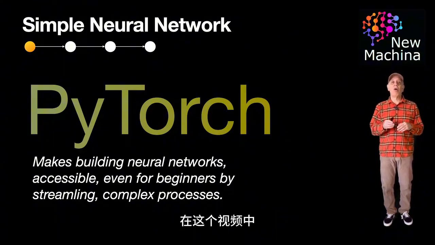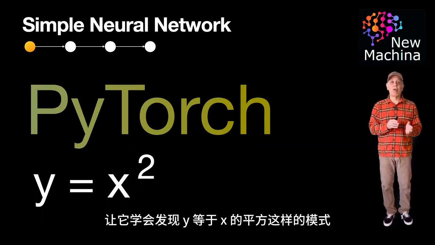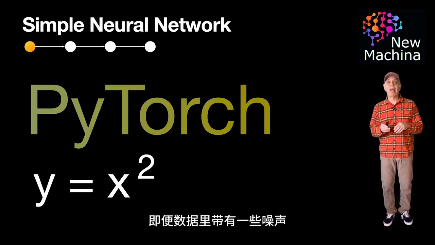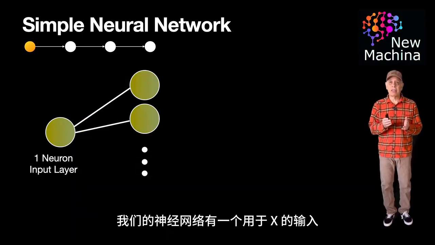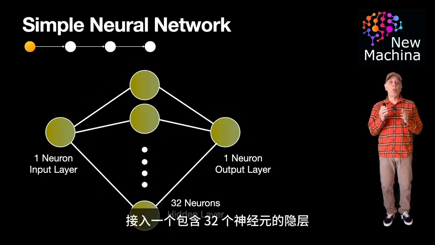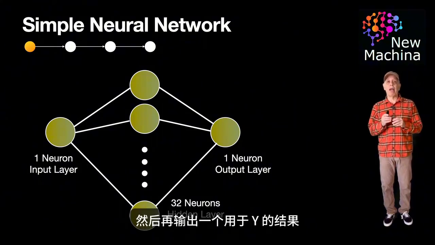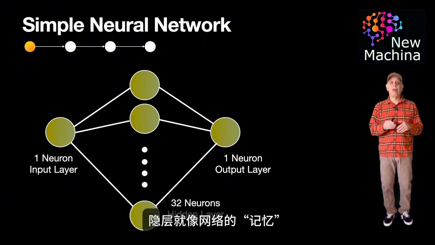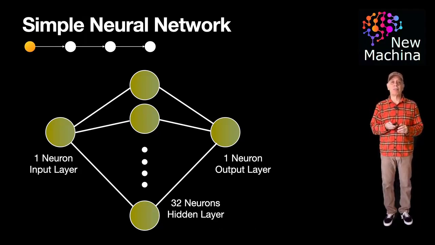In this video, we will train a very simple neural network, enable it to discover the pattern y equals x squared, even when the data is a little noisy. Our neural network will have one input for x, feeding into a hidden layer with 32 neurons, which will then feed into one output for y. The hidden layer is like the network's memory, helping it bend and curve its guesses.